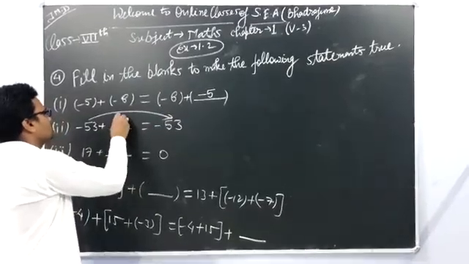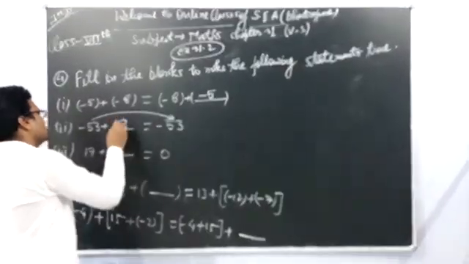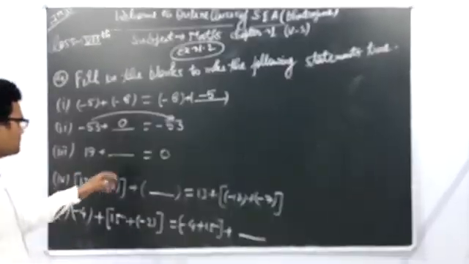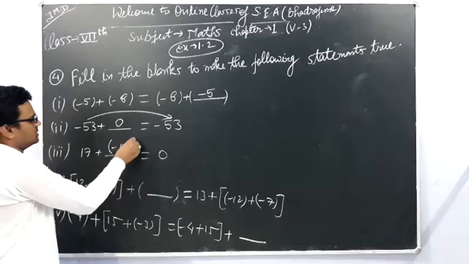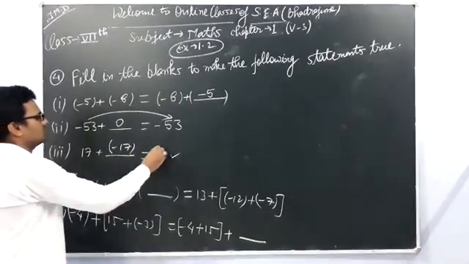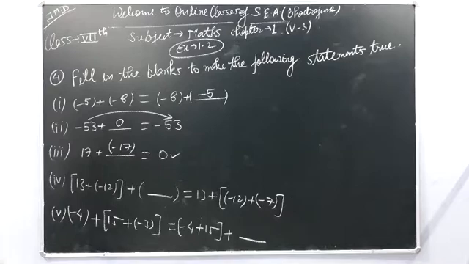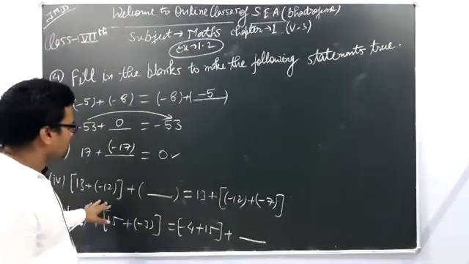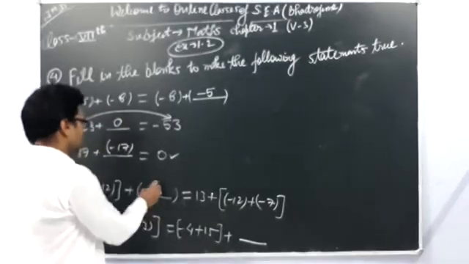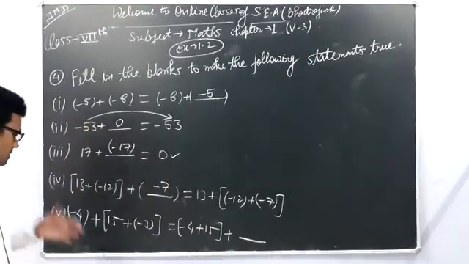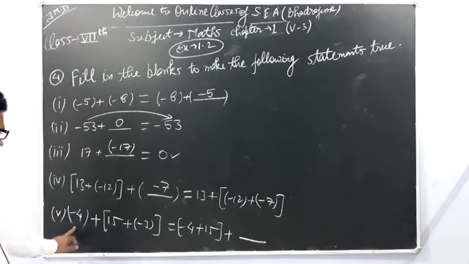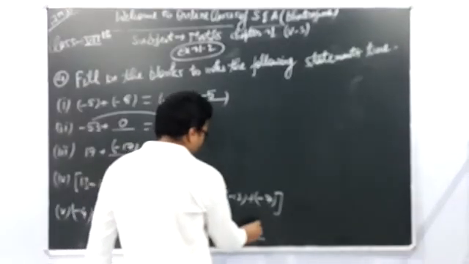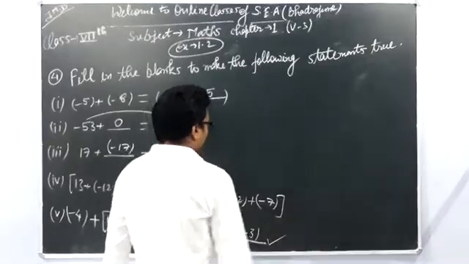In -53 plus blank, we are not adding anything because we get -53 as it is, so here we add 0. Now 17 plus what? -17. 17 plus -17 is 0. In our fourth part we get 12 plus 13 plus -12, here we see 13 plus -12 and we are lacking a -7, so we fill in -7. After this, -4 plus 15, and here we write -3. So this is our exercise number 1.2.